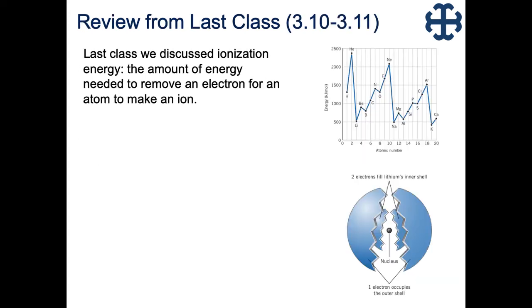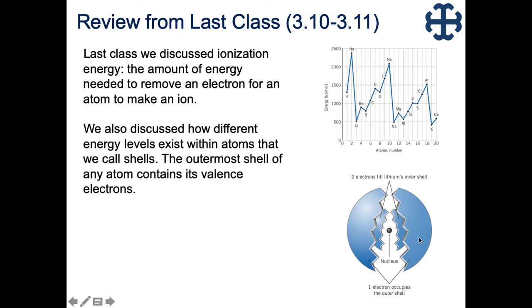Okay. So just to pick up from where we left off last class, we discussed ionization energy, the amount of energy needed to remove an electron from an atom in order to make an ion. And so we had some trends here. We also had our shell model. And that shell model, of course, describes the different energy levels that exist within atoms, and our outermost shell contains our electrons that we consider to be valence electrons, right?